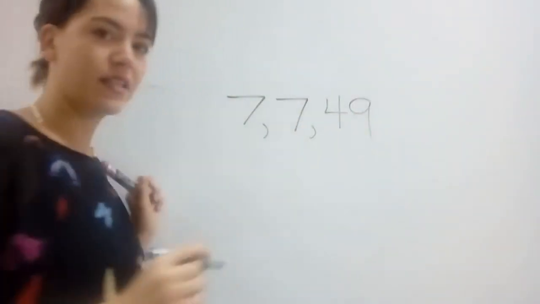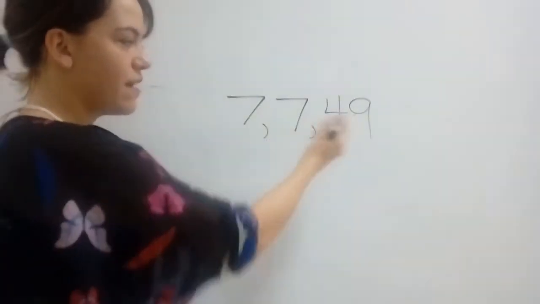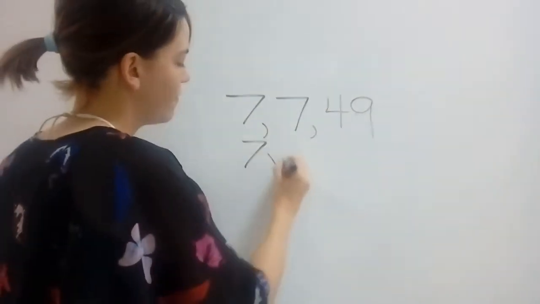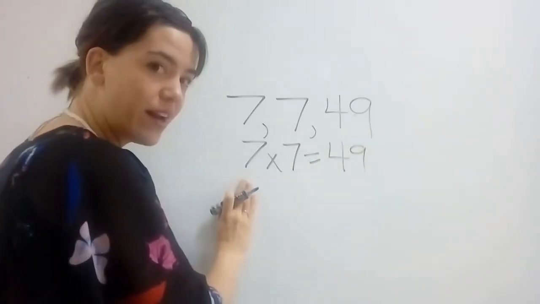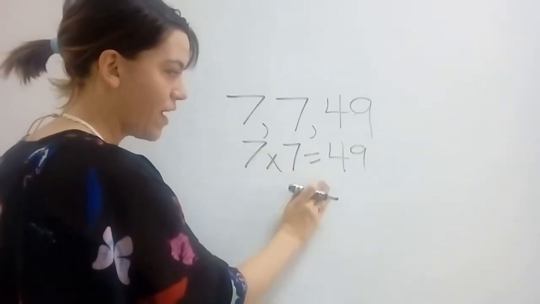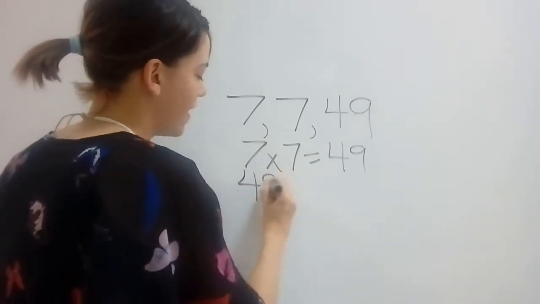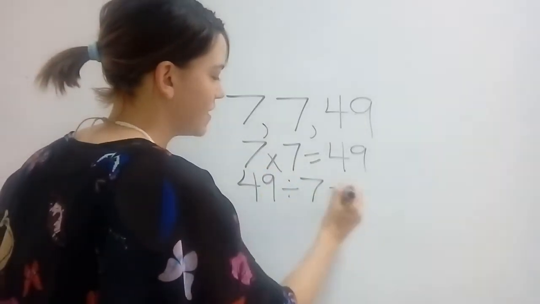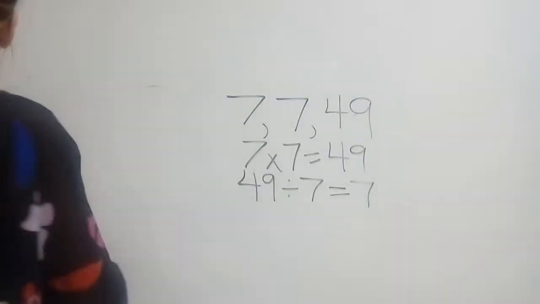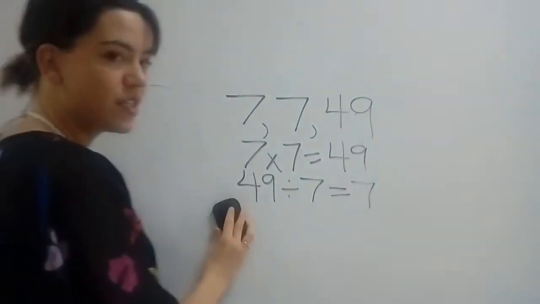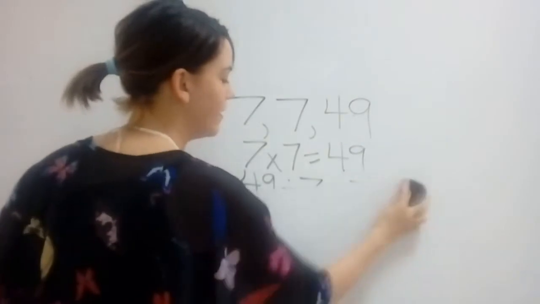If I say to make as many related facts from 7, 7, and 49, 7 times 7 equals 49. You don't have to write it again because you'd be writing the same thing. So 49 divided by 7 equals 7. One last one, this is very straightforward.